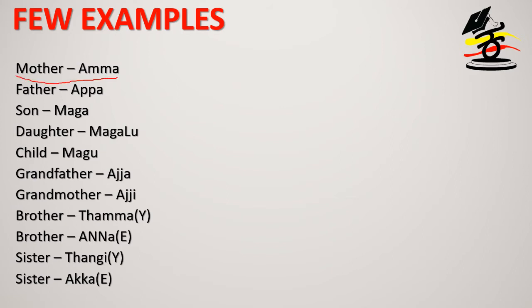Mother is called Amma in Kannada. Father is called Appa. Son is called Maga. Daughter is Magalu. Child is Magu. Grandfather is Ajja. Grandmother is Ajji. Brother is Tamma. Here I have denoted Y, which indicates younger brother. Younger brother means Tamma and elder brother is Anna. Okay. And in sisters, younger sister is called Tangi and elder sister is called Akka.